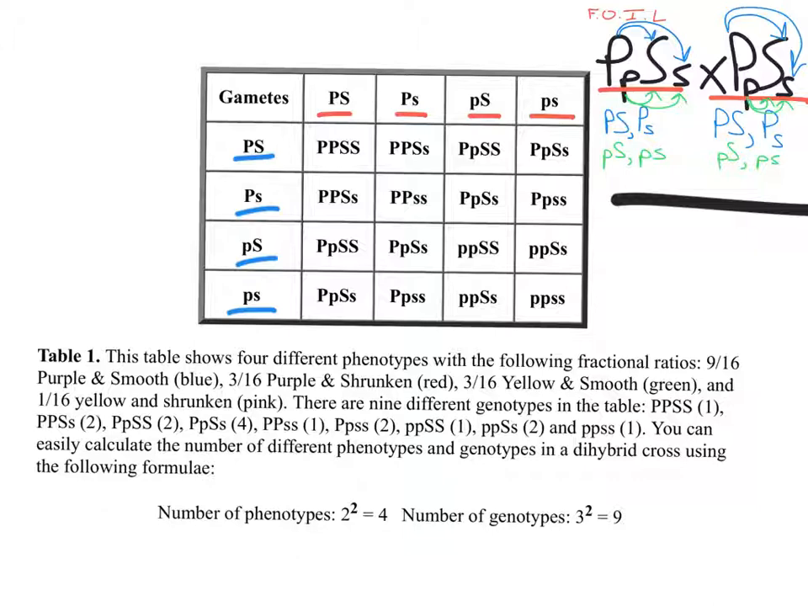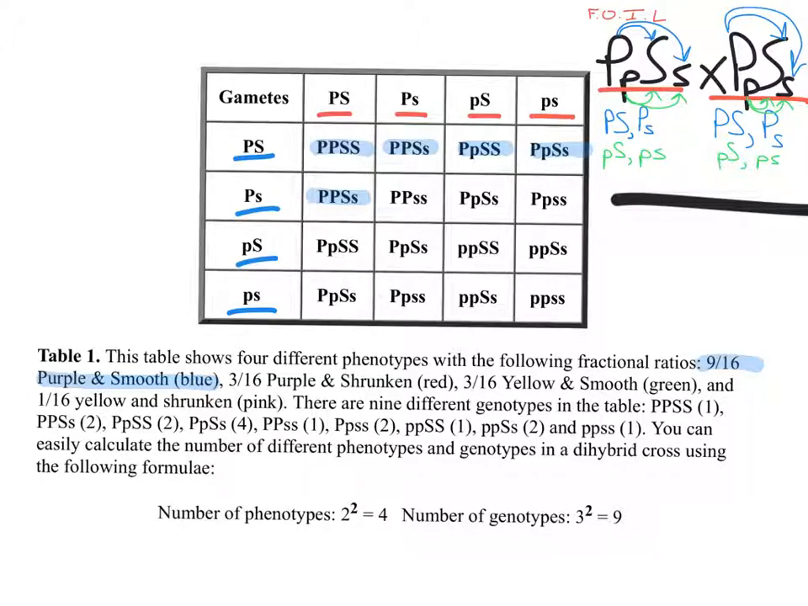Okay. So it says 4 different phenotypes which define fractional ratios, 9/16 purple and smooth. Well, let's make those blue. 9/16 purple and smooth. This was purple and smooth. Why? Because you have a big P and a big S. All you need is 1 big P and 1 big S. Right? That's all you need to have purple and smooth. This is purple and smooth, this is purple and smooth. They don't have the same genotype, but this one's not purple and smooth.